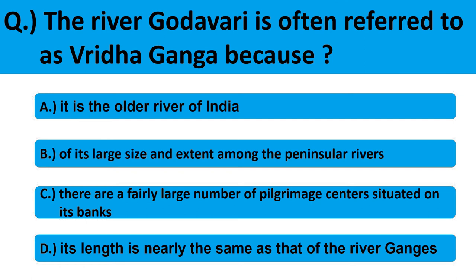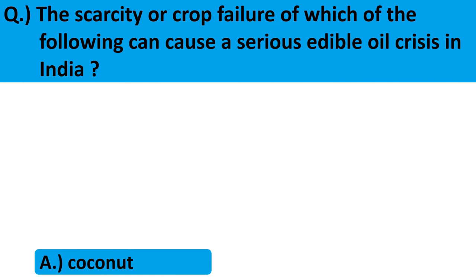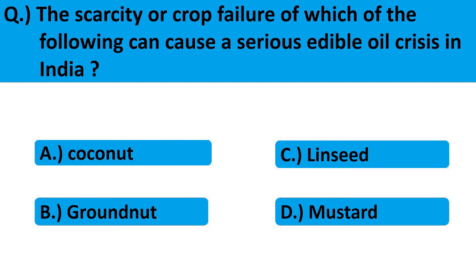Question number 71. The river Godavari is often referred to as Vridha Ganga because? Correct answer is of its large size and extent among the peninsular rivers. Question number 72. The scarcity or crop failure of which of the following can cause a serious edible oil crisis in India? Correct answer is groundnut.